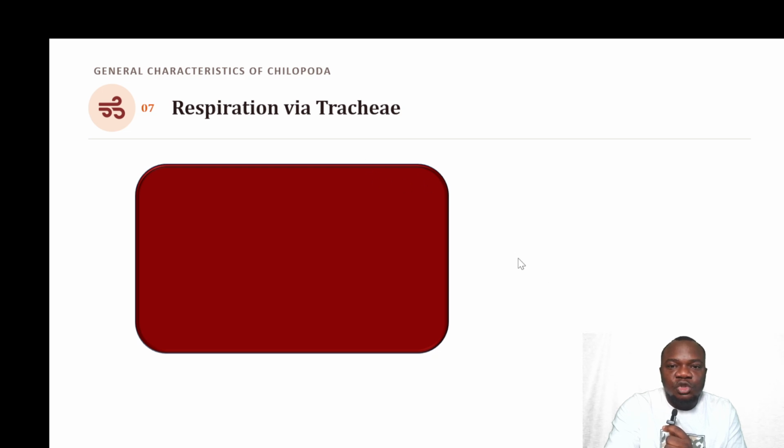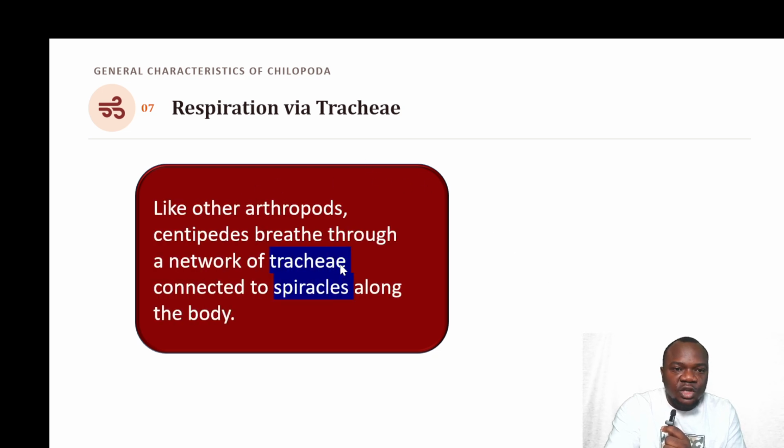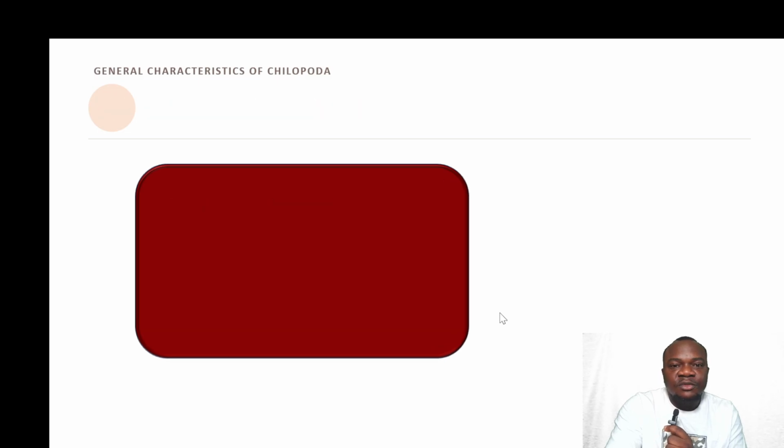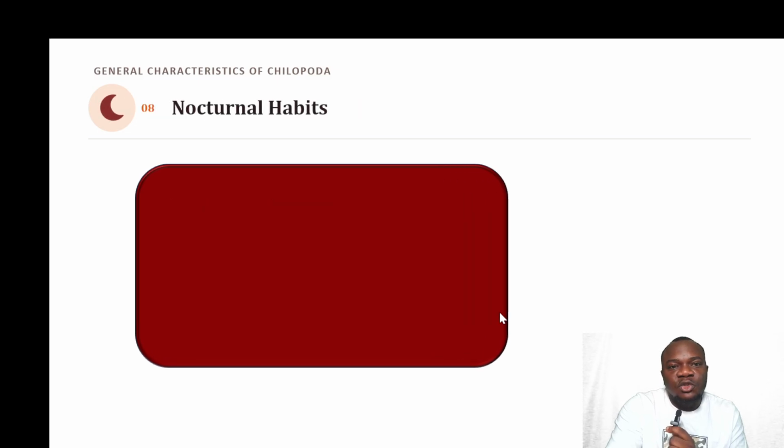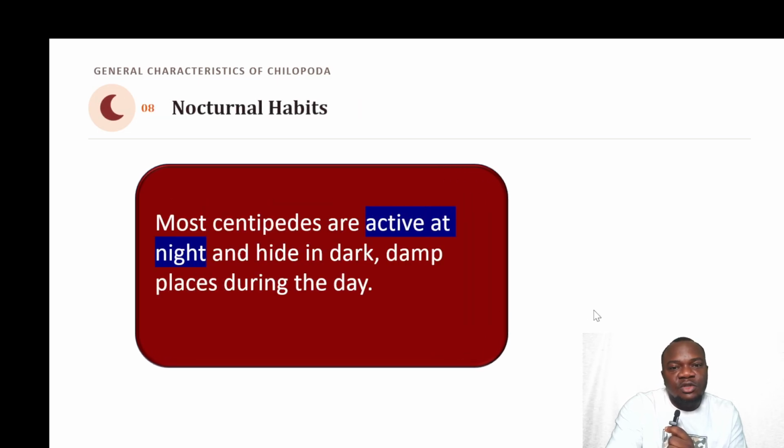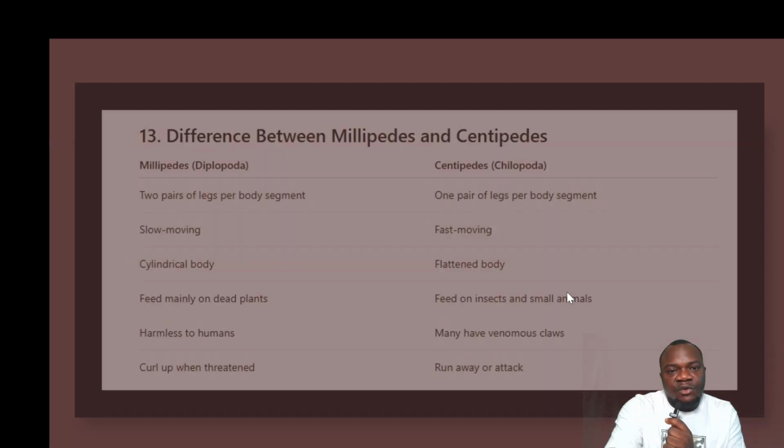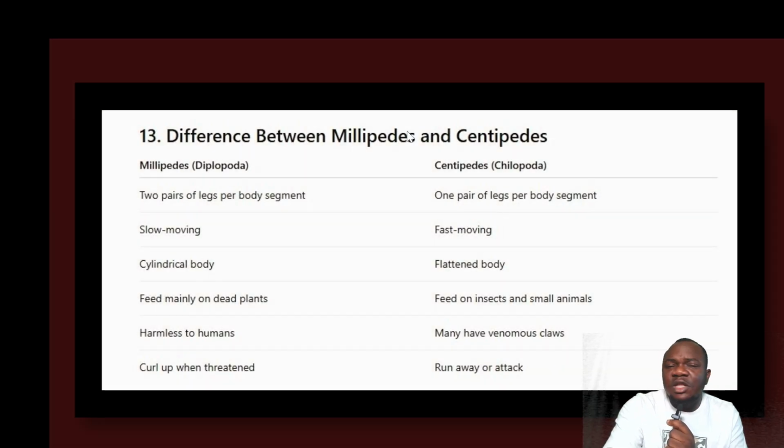The respiration is through the trachea, and this trachea is connected to spiracles. Okay, and they're nocturnal. Nocturnal animals are active at night. So at night, you see them; they're very active at night. An animal that is very active during the day is called a diurnal animal, but at night it's called a nocturnal animal.